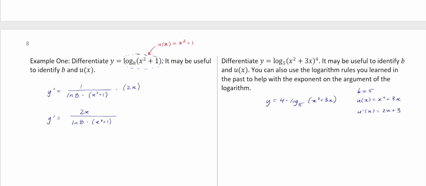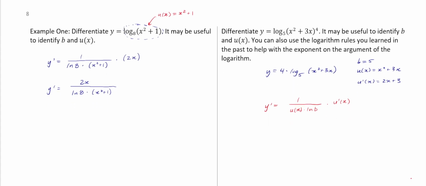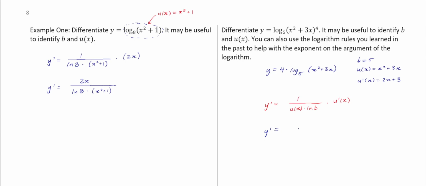And then I can just apply the formula that I saw on the previous page. Remember, I'm going to have 1 over the argument times ln of the base times the derivative of the argument, right, using the chain rule. So right here, the first derivative is equal to 1 over the argument, which is x squared plus 3x, I'm going to put that all in brackets, times the natural logarithm of the base, which is 5, and then times the derivative of the argument, which is 2x plus 3. And then I can put that in the numerator, 2x plus 3 all over ln 5 times x squared plus 3x.